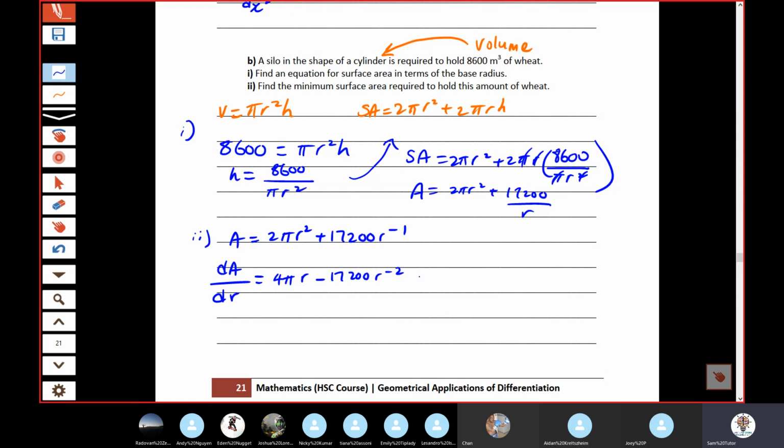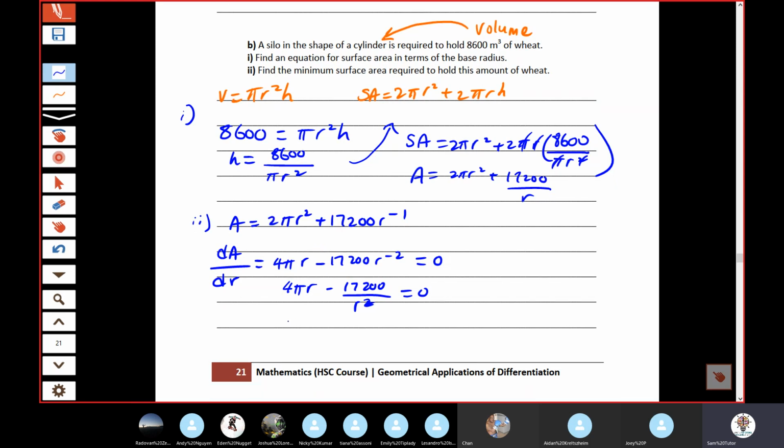Because we're going to make it equal to 0. 4 pi r minus 17,200 on r squared equals 0. How do I get rid of the r squared? Times everything by r squared. It becomes 4 pi r cubed minus 17,200 equals 0.